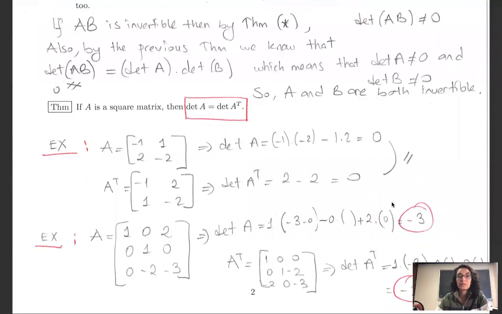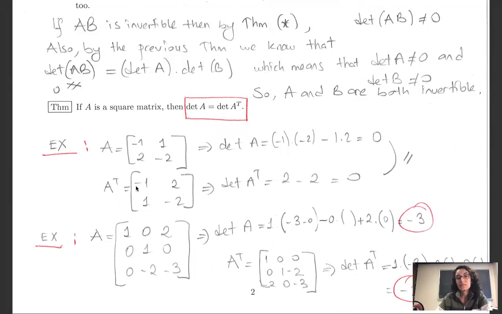Another important result is, of course, we are always talking about square matrices. The determinant of the matrix A will always be equal to the determinant of A transpose. This is a very important theorem, because sometimes it might be difficult to work with the matrix A, but instead you can just take the transpose, and it might be much easier to work with the transpose, and you can find the determinant, and then you can go back. Since they are equal, you can find the determinant of A.